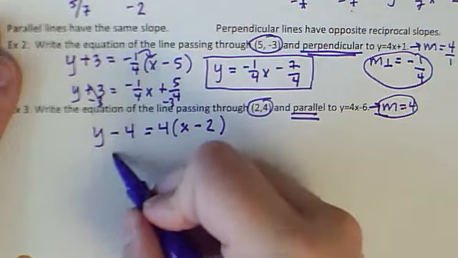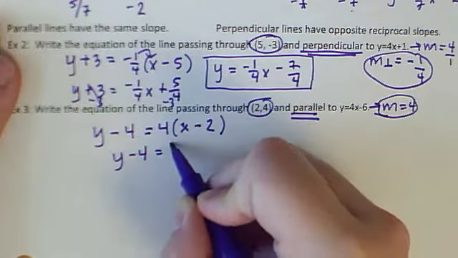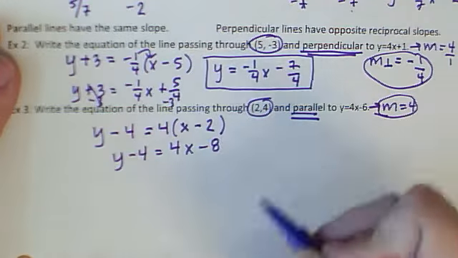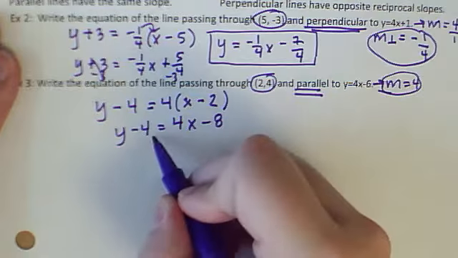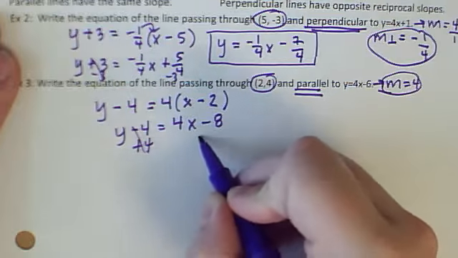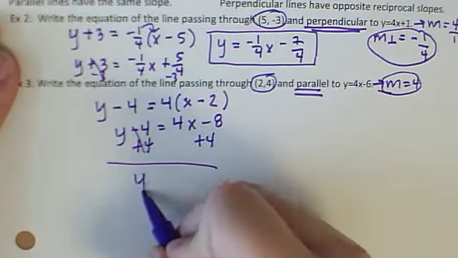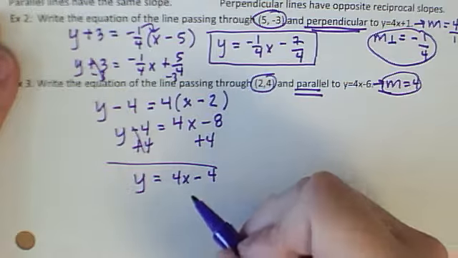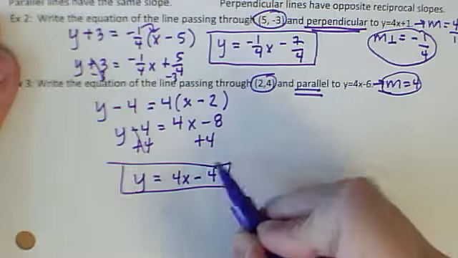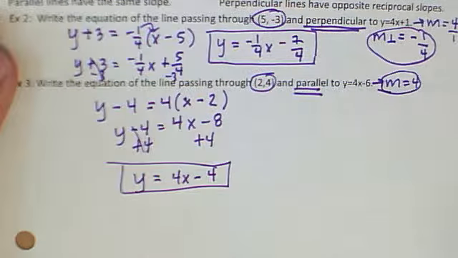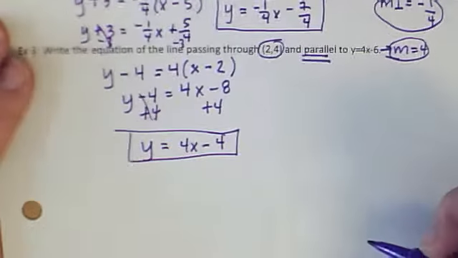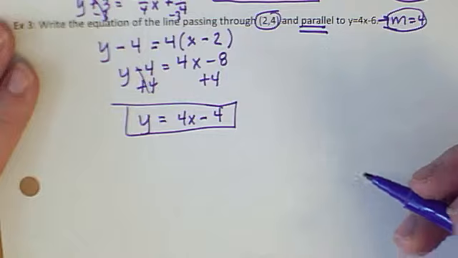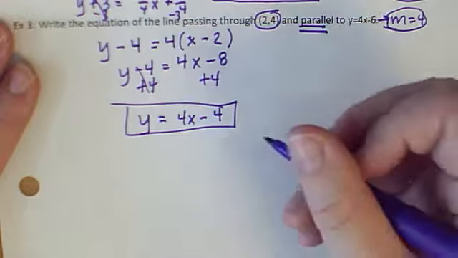Okay, go ahead and distribute. So when I distribute, I get 4x minus 8. And then we want y by itself, so I'm going to add 4. So in the end, I get y equals 4x minus 4. So there is that. Alright. So I hope that was helpful. Remember, parallel lines have the same slope, perpendicular lines have opposite reciprocal.